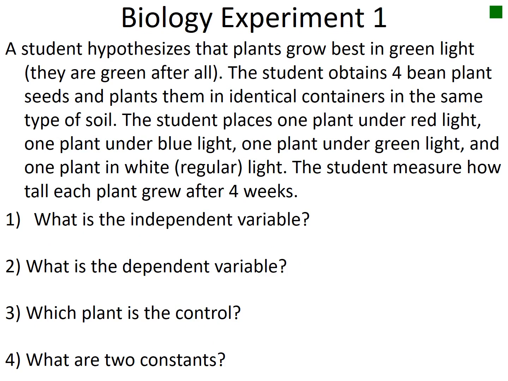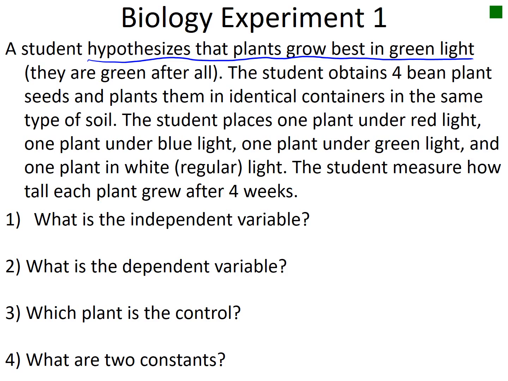A student hypothesizes that plants grow best in green light because they're green after all. The student obtained 4 bean seeds and plants them in identical containers in the same type of soil. The student places 1 plant under red light, 1 plant under blue light, 1 plant under green light, and 1 plant under white light, which is regular light that we have in our classroom and we have outside. The student measures how tall each plant grew after 4 weeks. Okay, we don't have a data table here, so you just have to look at the description.